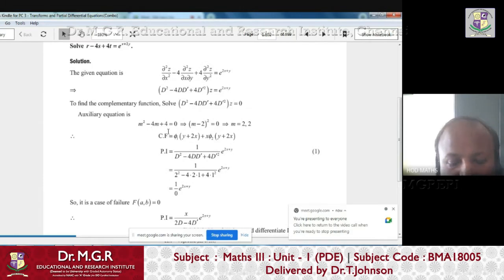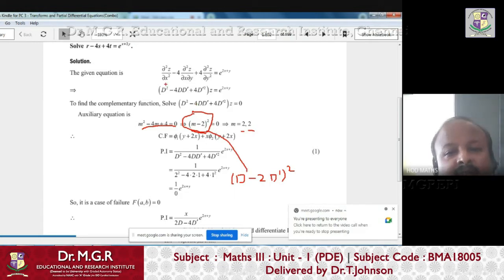You can see here m square minus 4m plus 4 equals 0. That can be written as m minus 2 the whole square. Now this is called a factor. Since 2 is the root of the equation, m minus 2 is the factor. Since 2 is a root repeated twice, m minus 2 the whole square is the factor. If you write the same factor in d terms, then you get d minus 2d dash the whole power 2. The same thing can be written like this.